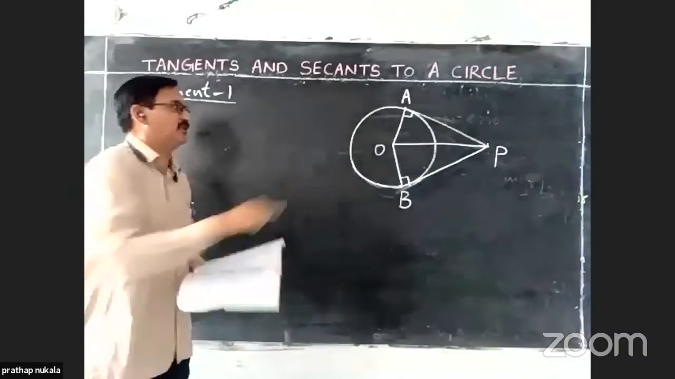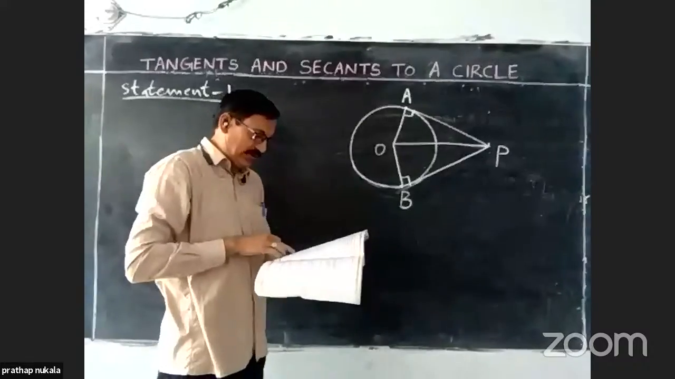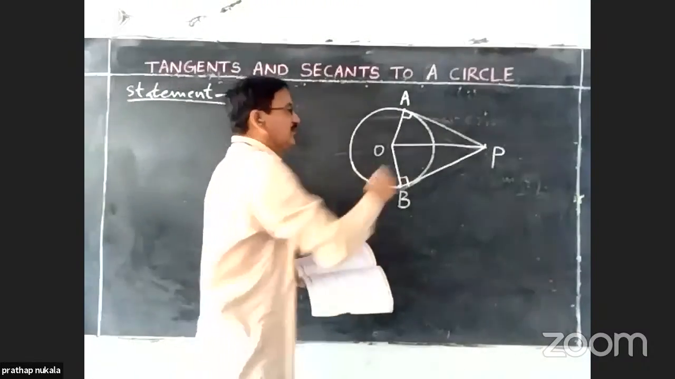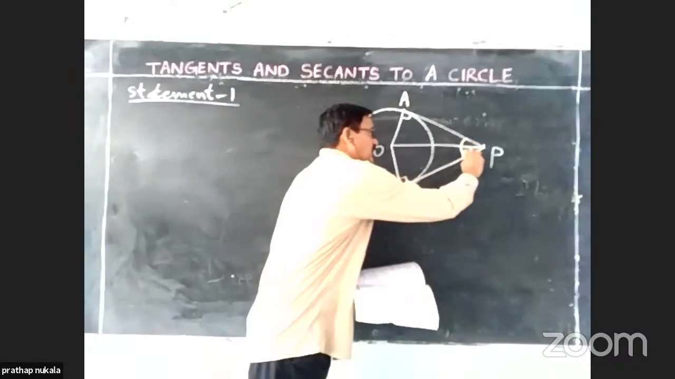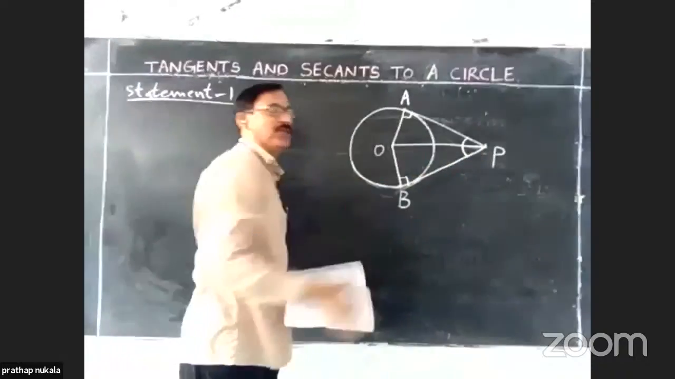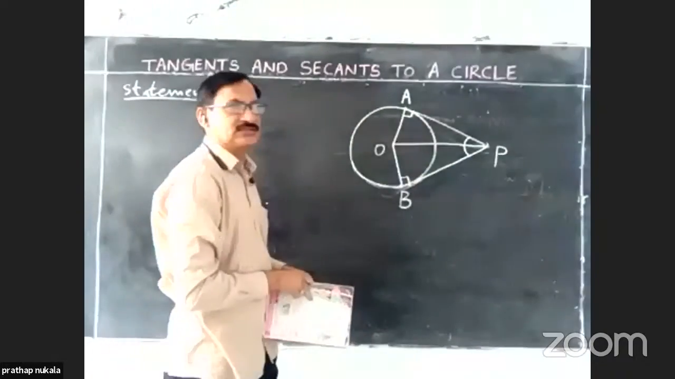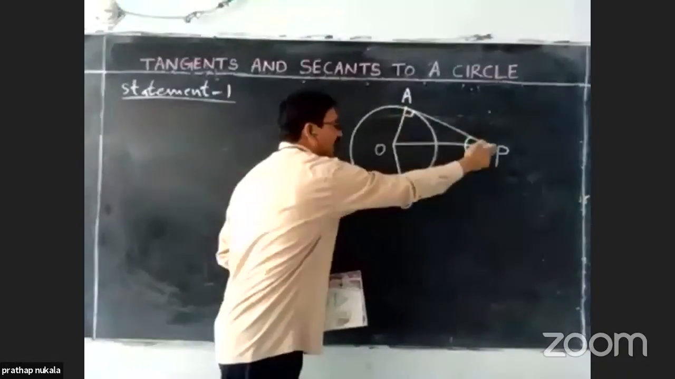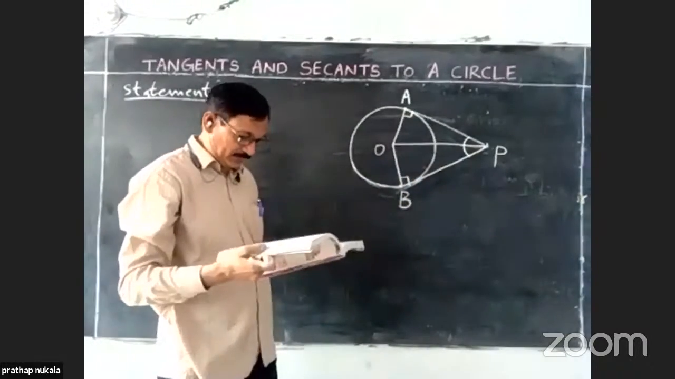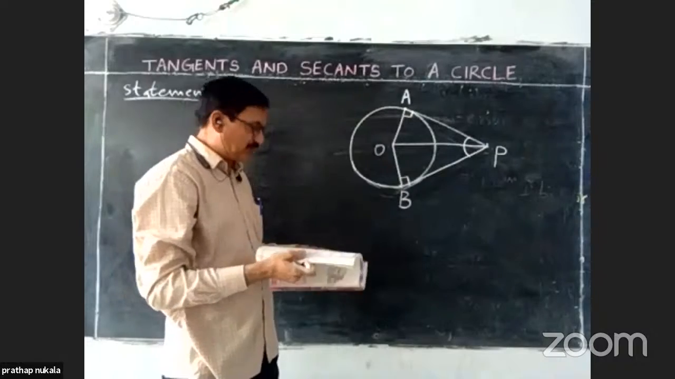The center of a circle lies on the bisector of the angle between two tangents. What is the angle between two tangents? Two tangents are PA and PB. The angle between them means angle APB, drawn from a point outside it.